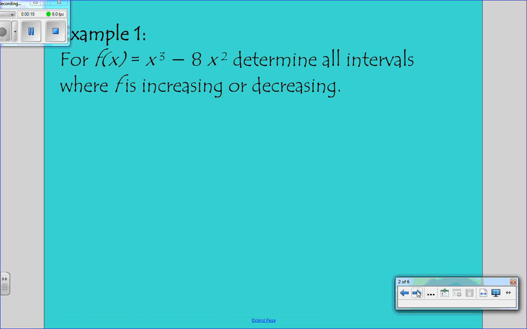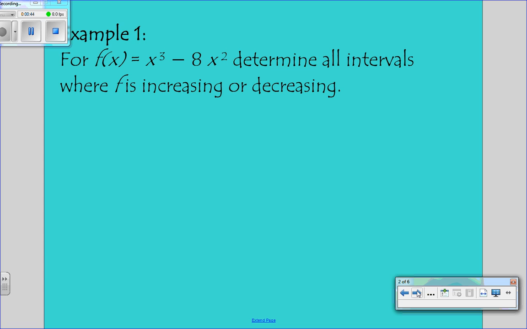I have a couple examples here. Our first example, the equation is f of x equals x cubed minus 8x squared. Our question is asking us to determine the intervals where f is increasing or decreasing. We actually might go a little bit over figuring out the minimums and maximums on the next page as well, but it's all in the same table, so there should be no problems.